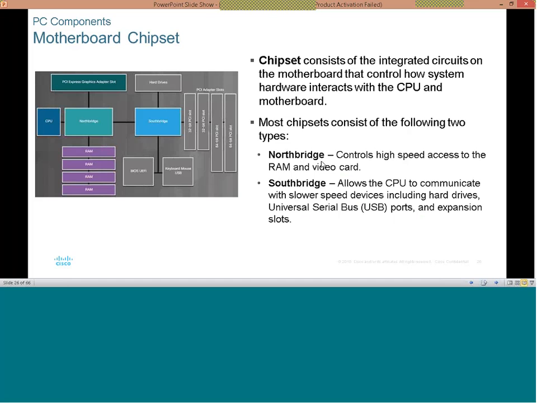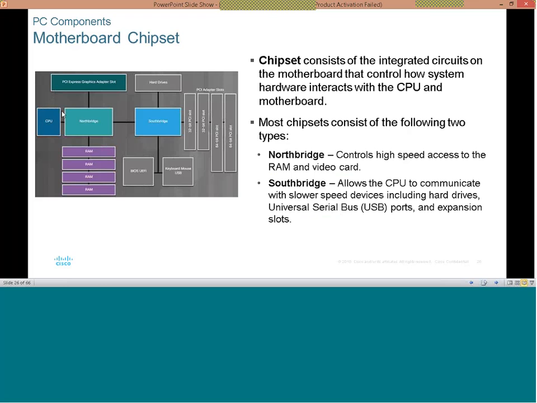So the north bridge you can see from the RAM and the video card perspective, and even the CPU. But what we're saying here is that your RAM and video card are on the north bridge side, and then your CPU and your ports. So in other words, the south bridge controls all the peripheral devices, which include your USB port, your VGA port, and all of that.